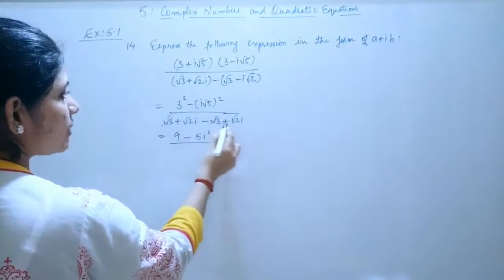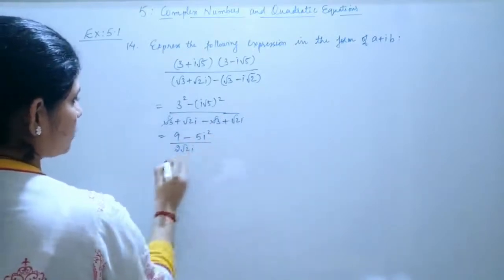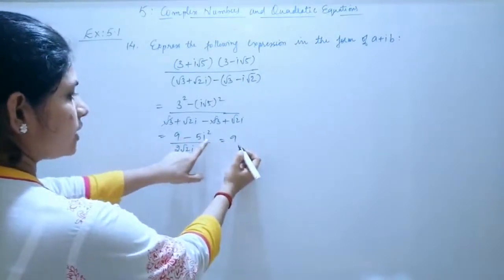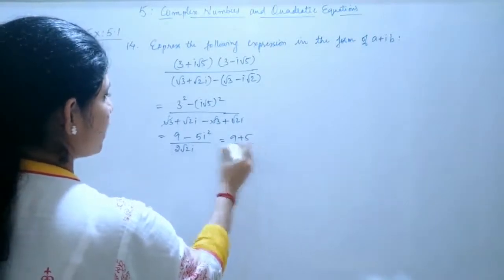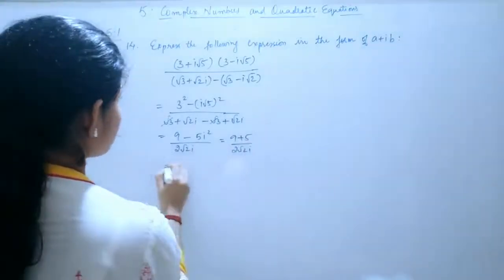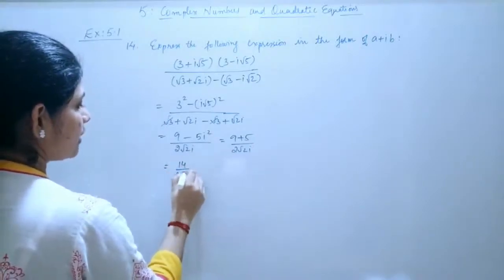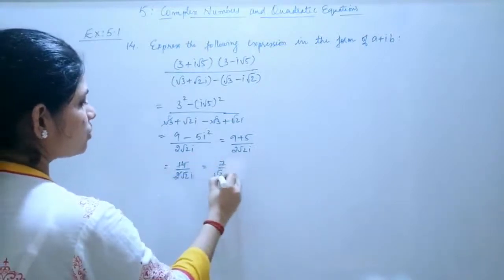Now this will give you 9 minus 5i square divided by, root 3 gets cancelled, and you will get root 2i plus root 2i, which is 2 root 2i. Again this will give you 9 minus 5 into minus 1, that is 9 plus 5 divided by 2 root 2i, which is equal to 14 by 2 root 2i. 14 by 2 root 2i will become 7 by root 2i.